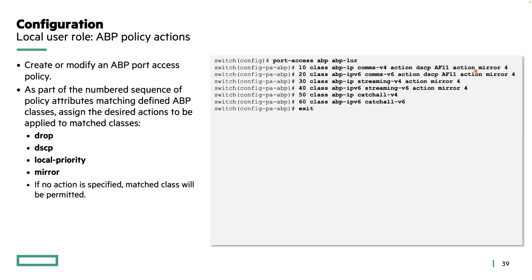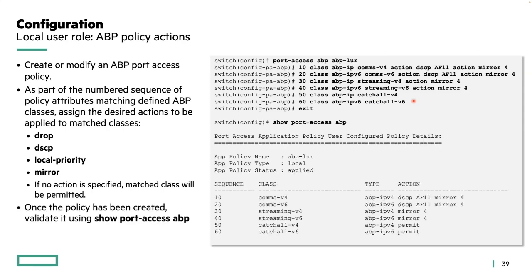Those include drop, which was part of the original app-based policy implementation. The new actions are DSCP, local priority, or mirror. So if you look at the examples I have here, the first two classes are applying a DSCP remarking to assured forwarding 11 and mirroring those packets to mirror session 4. The next two classes, 30 and 40, are only mirroring those packets to mirror session 4, and the remaining two classes are simply permitting those packets to pass without additional action.